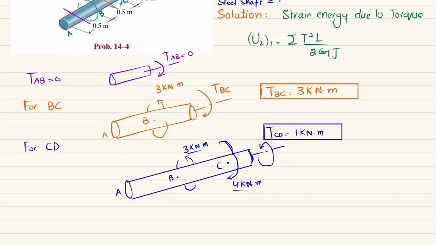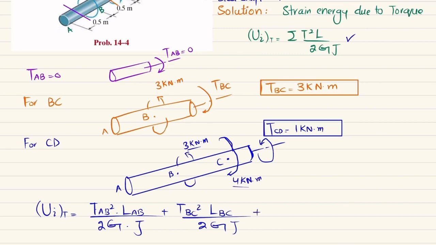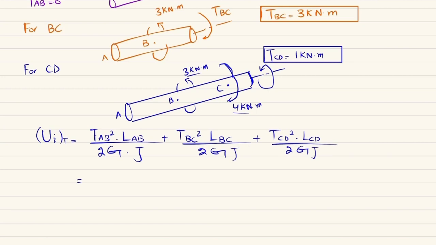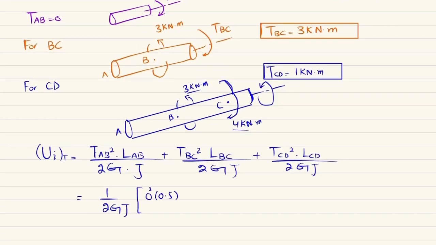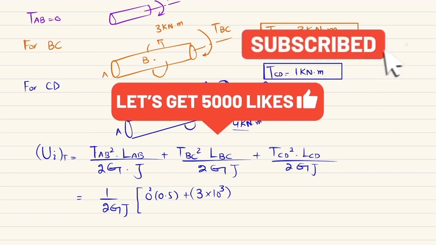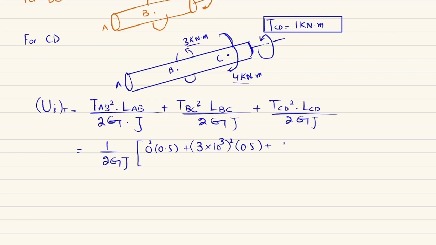Now you have all these torques, so you can just put them in this formula. So U_i due to torsion will be equal to TAB squared into length of AB divided by 2GJ, since the material is the same and diameter is the same, plus TBC squared into length of BC divided by 2GJ, plus TCD squared into length CD divided by 2GJ. Now you can take 1 over 2GJ as common, and we can put the values: TAB is 0 and length of AB is 0.5, so 0 squared into 0.5, plus TBC is 3 kilonewton, so (3 into 10 to the power 3) squared into length of BC, which is again 0.5, plus TCD is 1 kilonewton, so (1 into 10 to the power 3) squared into LCD, which is also 0.5 meter.